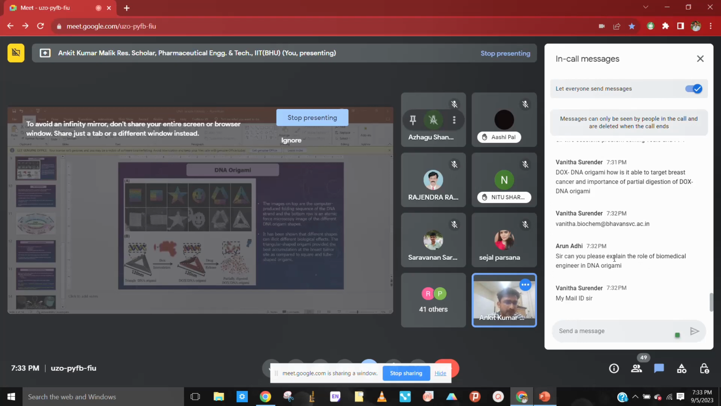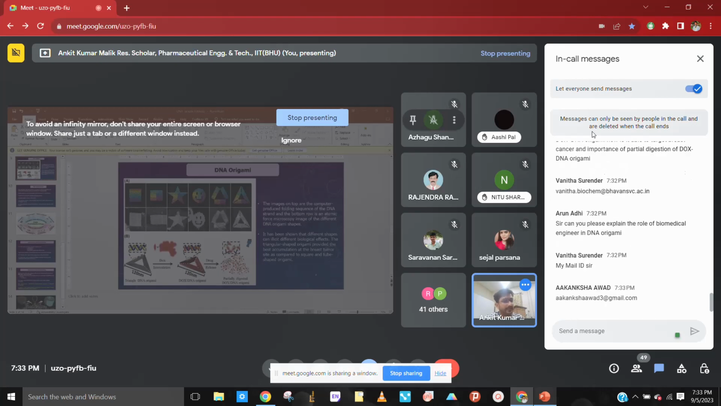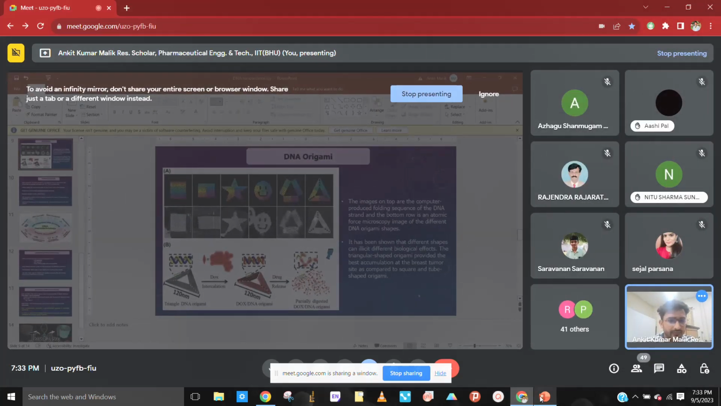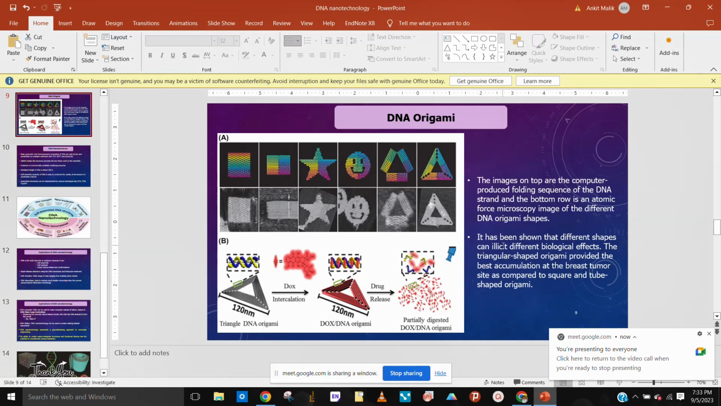Can you explain the role of biomedical engineer in DNA origami? See, DNA origami is an engineering process. Wait, let me explain. The different shapes of DNA origami are a biomedical engineering part only. So based on the requirement, based on the disease, based on the treatment, the biomedical things are engineered to design this DNA origami.